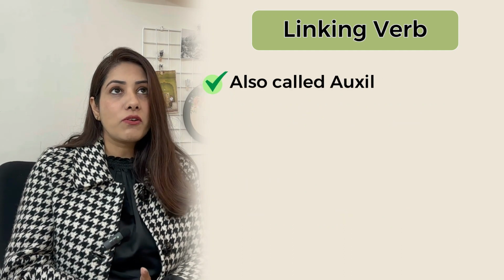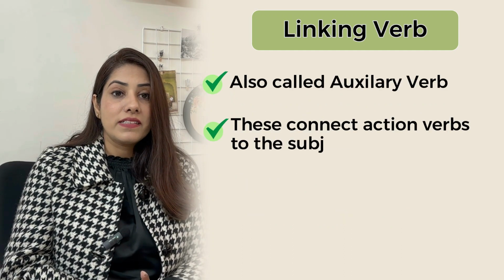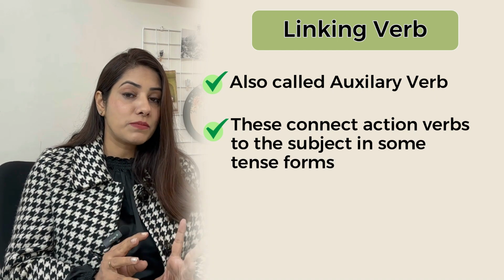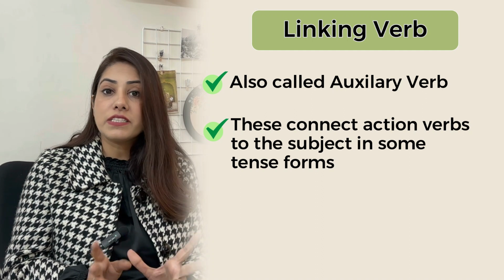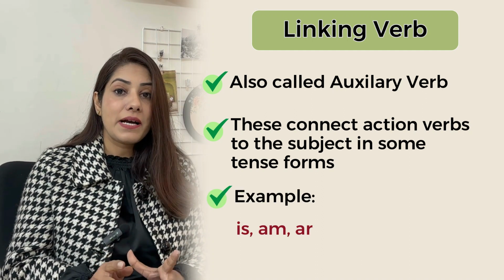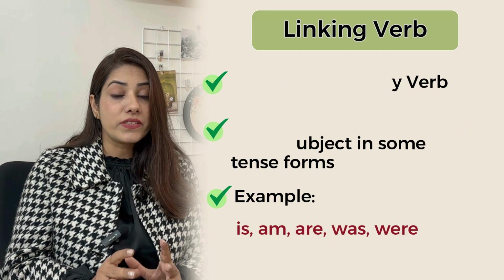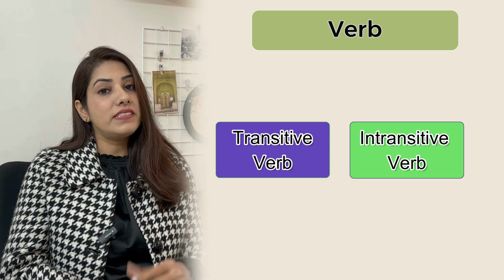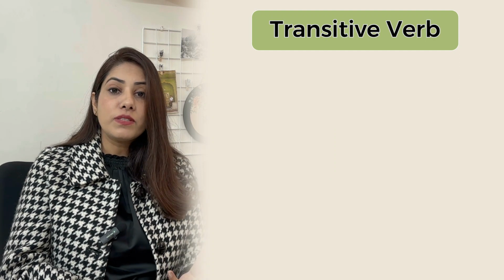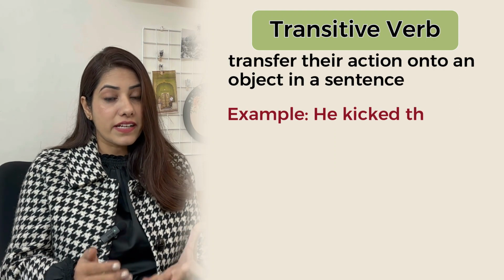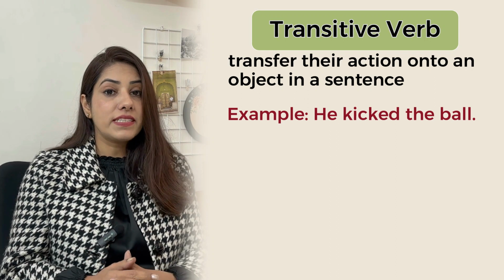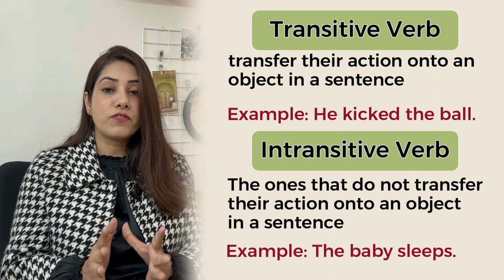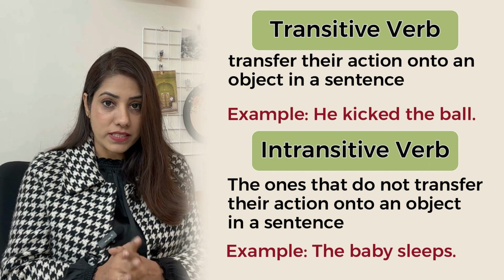Linking verbs, also called auxiliary verbs, connect the action verb to the subject in some tense forms, like is, am, are, was, were. The other main categorization of the verb here is transitive verb and intransitive verb. Transitive verbs are the ones that transfer their action onto an object in a sentence, and the intransitive verbs are the ones that do not transfer their action onto any object in a sentence.